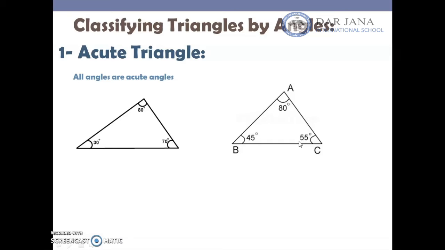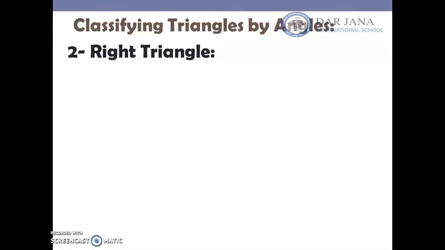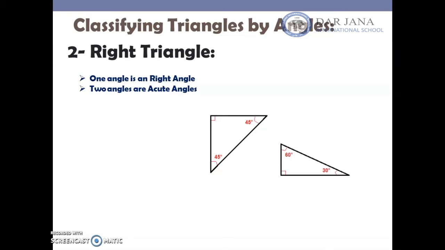Then after the acute triangle, we have something called a right triangle. Remember, a right angle has a measure of 90 degrees. So in a right triangle, you must have only one angle that is a right angle, and the other 2 angles must be acute. Remember, because I told you their sum must be 180. So a right triangle is made up of one right angle. The right angle has this sign here, the square corner. Always remember this. I could write 90 degrees, or I can show you this sign here.